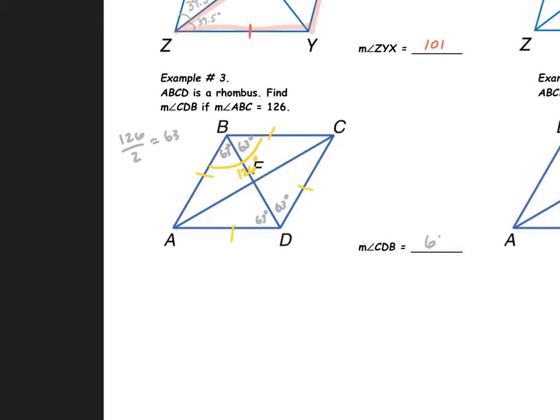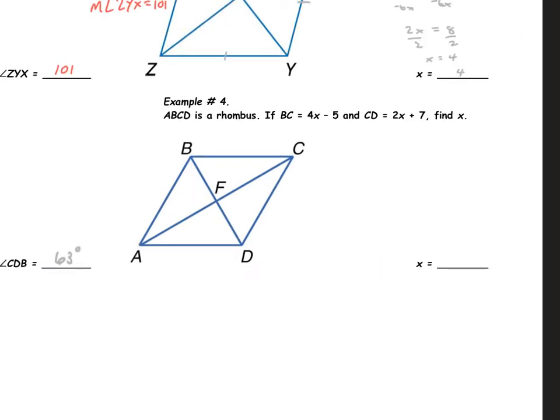I know that CDB is 63 degrees, and I go on and move on. Example number 4 says ABCD is a rhombus. BC is 4x minus 5. I know that CD is 2x plus 7. Because this is a rhombus, I'm marking all the sides being congruent. So much like example number 2, BC equals CD. 4x minus 5 equals 2x plus 7.